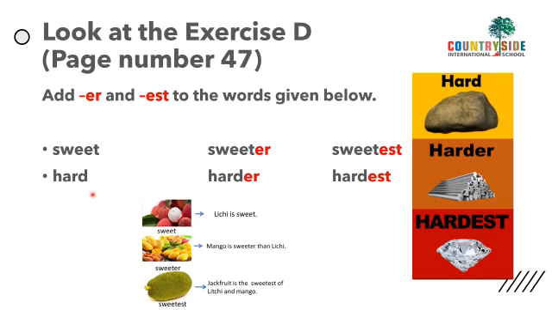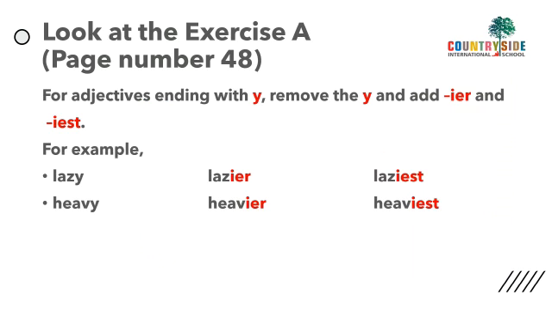In the same way, hard, harder, hardest. Stone is hard, but iron rods or nails are harder. And the diamond is the hardest one to break. So this is how we show comparison. Children, most of the exercises given in your book are the same. You just have to add ER and EST.